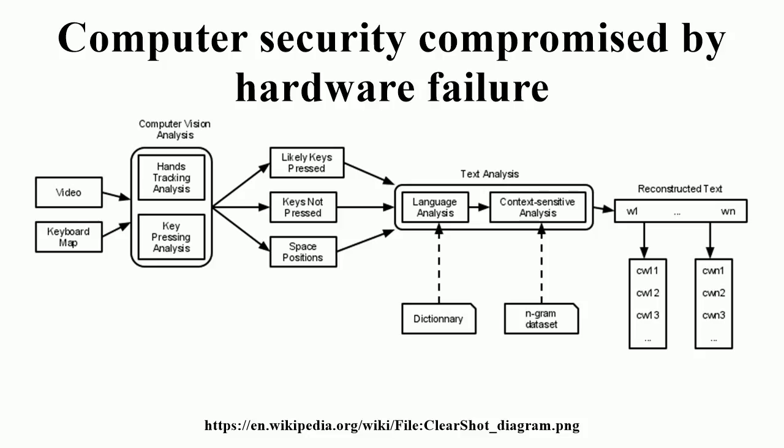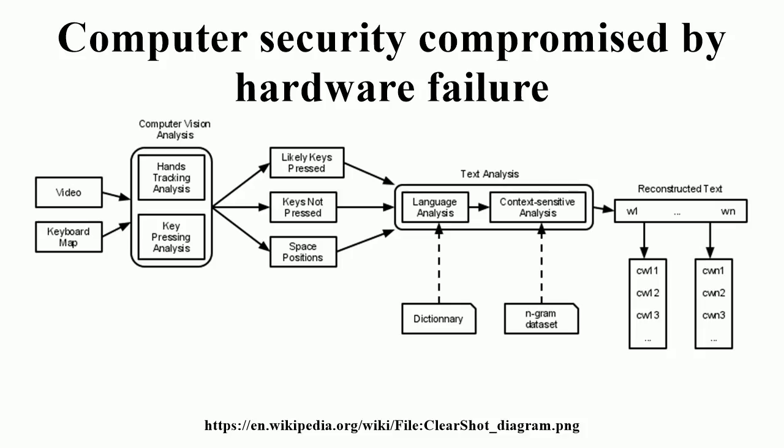Balzarotti's analysis is divided into two main phases. The first phase analyzes the video recorded by the camera using computer vision techniques. For each frame of the video, the computer vision analysis computes the set of keys that were likely pressed, the set of keys that were certainly not pressed, and the position of space characters.